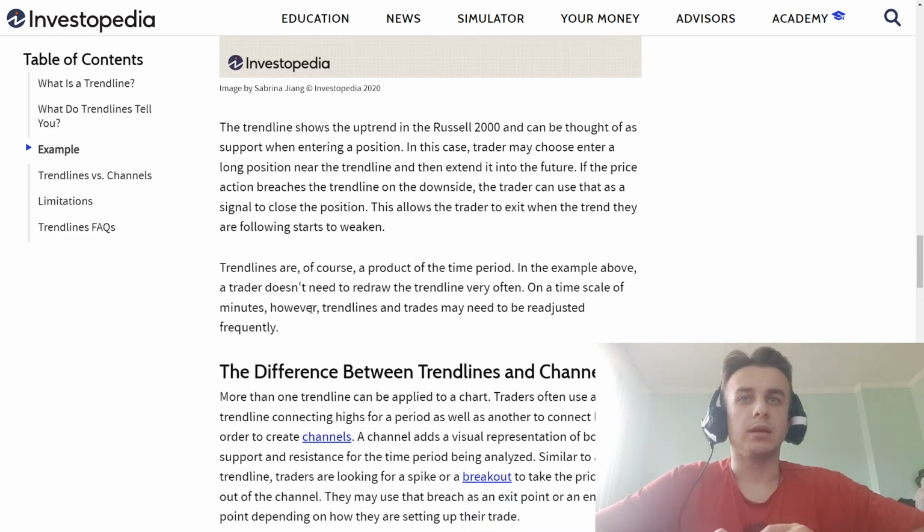Traders are of course free to choose the time period in the example above. Long-term trading doesn't need readjustment of the trend line very often. On a time scale of minutes, however, trading may need to readjust it frequently.